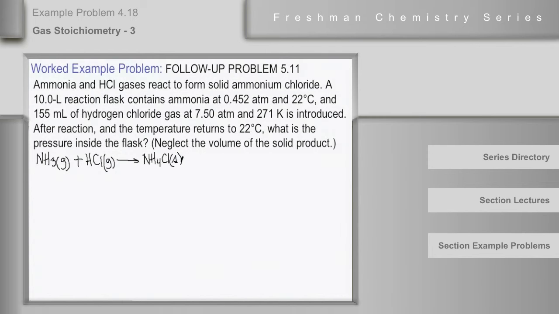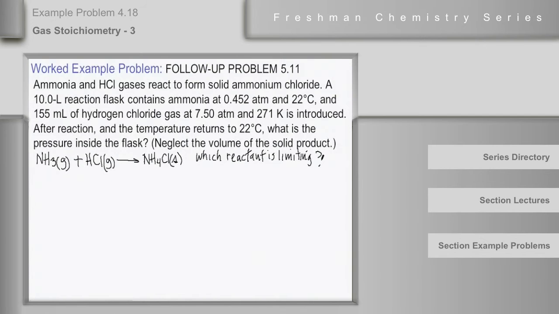Now we are given amounts of ammonia and amounts of hydrogen chloride, but it's not stated that these are stoichiometric amounts. So this is a limiting reactant problem, and we have to find out which reactant is limiting. This is relatively easy since it's a one-to-one reaction. We only have to determine the number of moles of each, and the one with the smaller number of moles will be limiting.